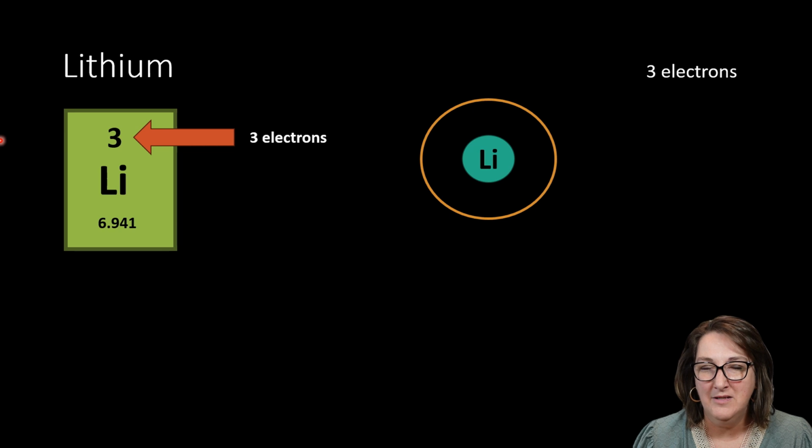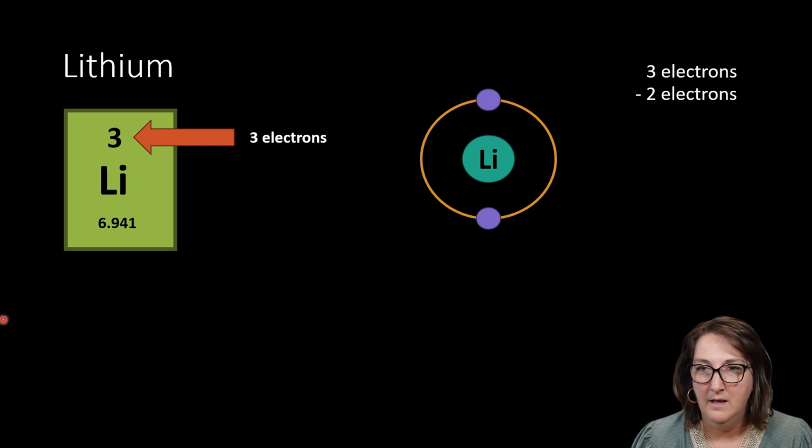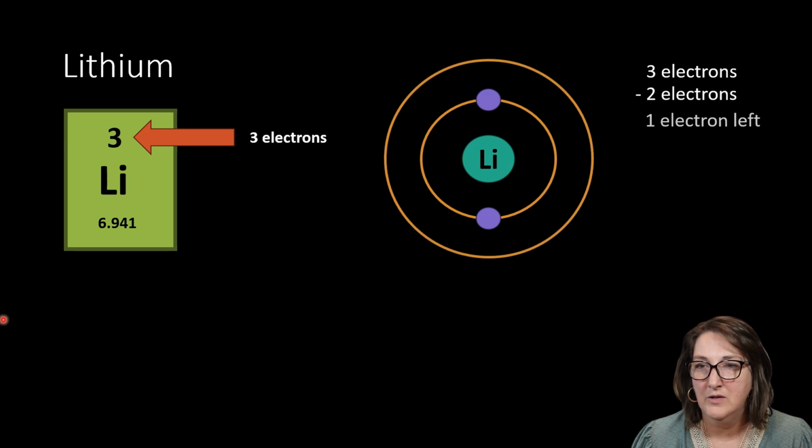So we know lithium has 3. I know that this first ring can only hold a maximum of 2 electrons. So I'm going to take 2 of these 3 electrons and put them on this ring. That gives me 1 electron left. I cannot put this third electron on this ring. I can only hold 2. So I have to put that third one on this next ring. So that third electron will go here. That's what we call the Bohr model, this part right here.